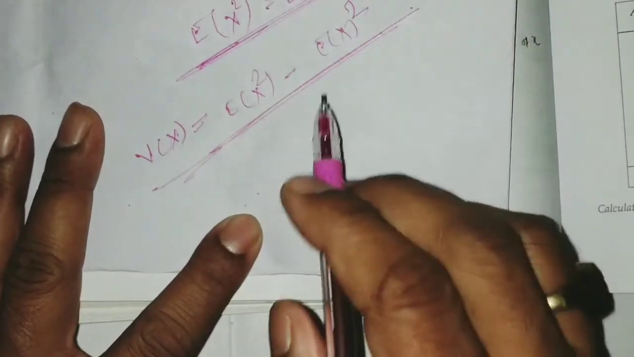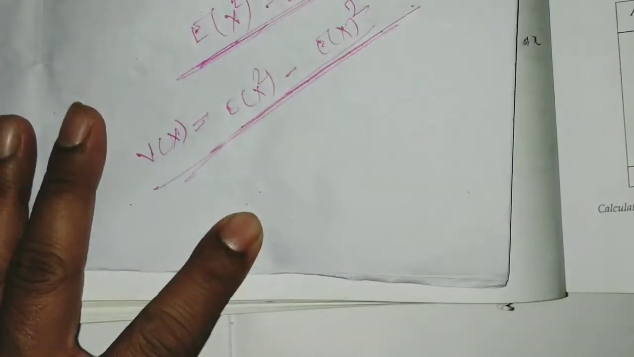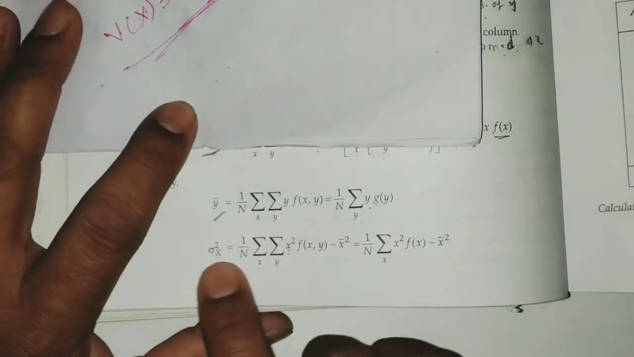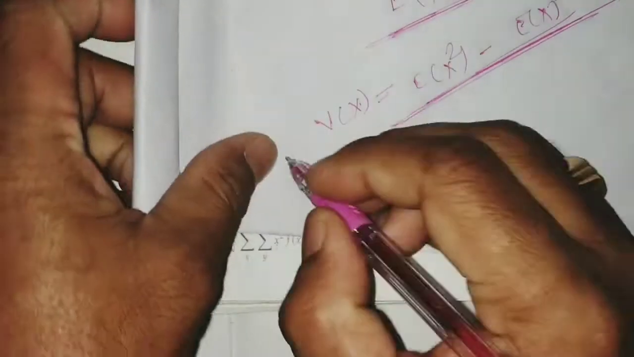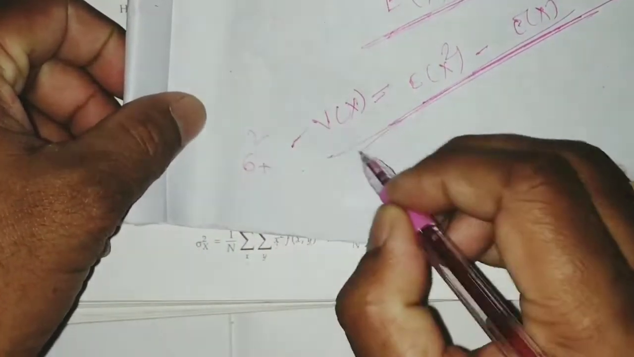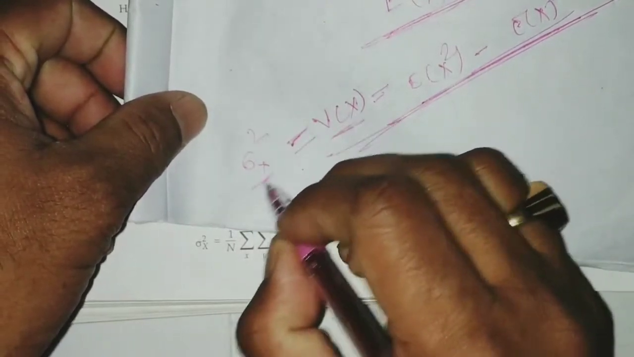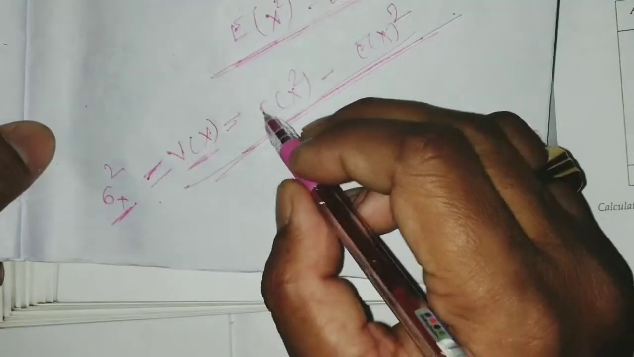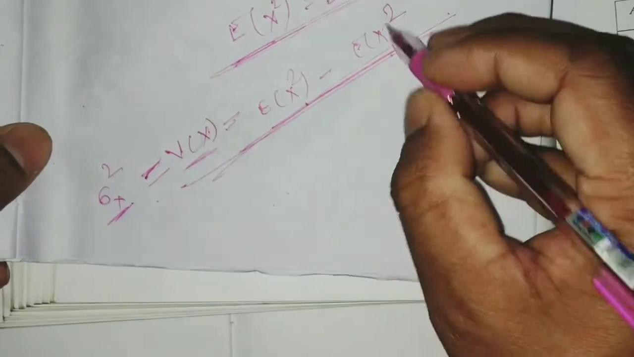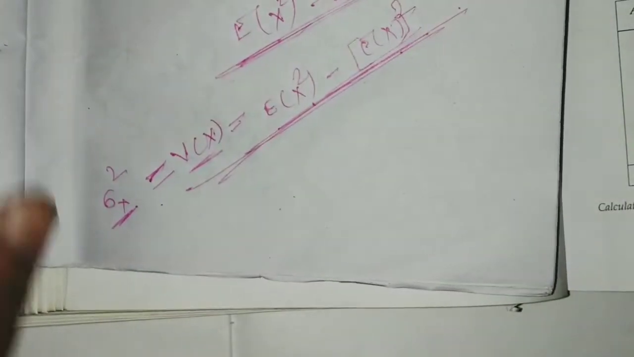So if we are going to consider this one, this can be written in this format also. This is your sigma square. Variance is nothing but sigma x square. Variance of x, also represented as sigma x square, will be expectation of x square minus expectation of x whole square, right?